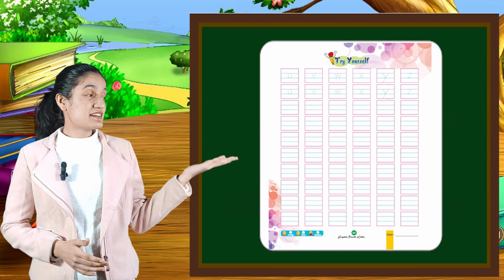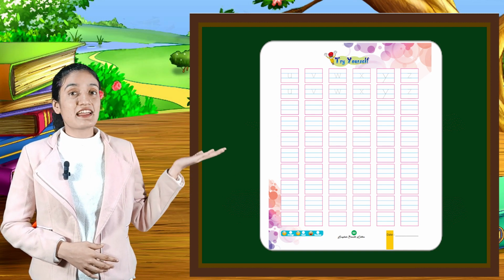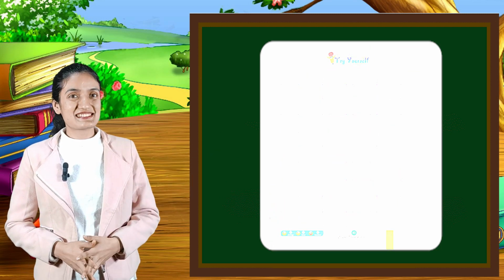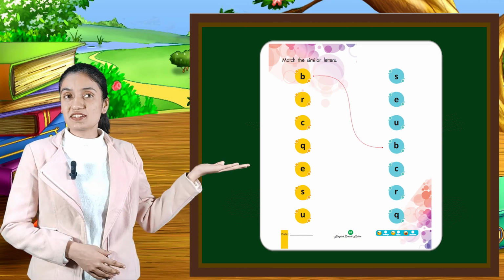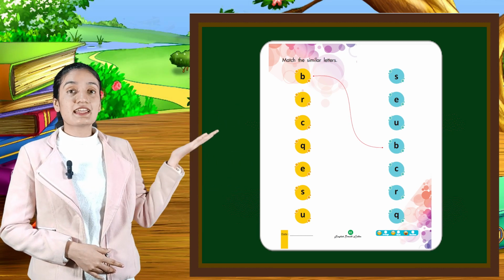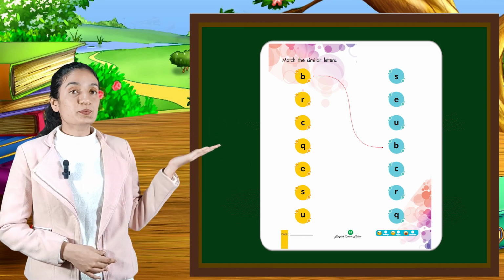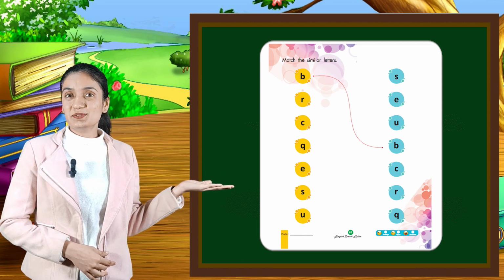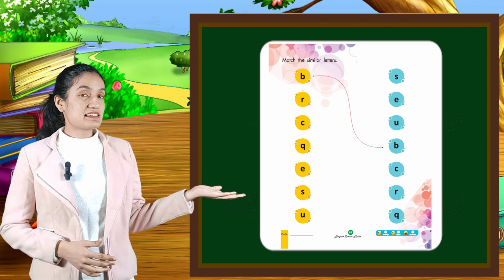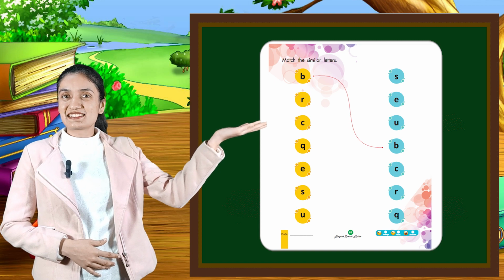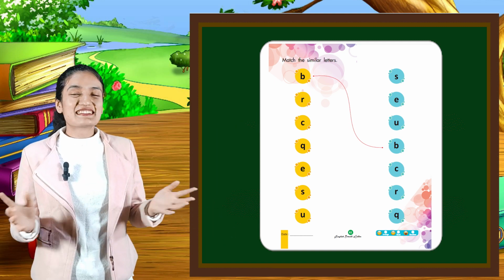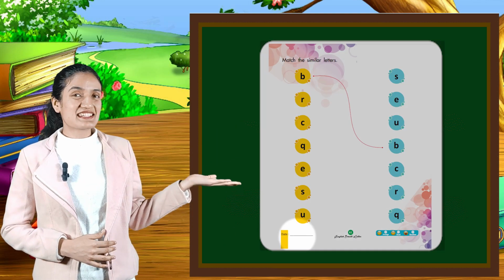Try yourself. Here's the try yourself exercise and try to trace all the letters. Match the similar letters. Can you see the different letters? B, R, C, Q, E, S, U. You have to match all these letters with their similar letters. It's easy, kids? Good. Mention the date in the end.